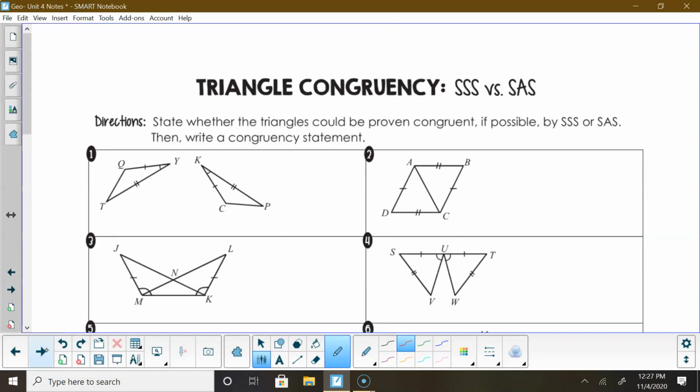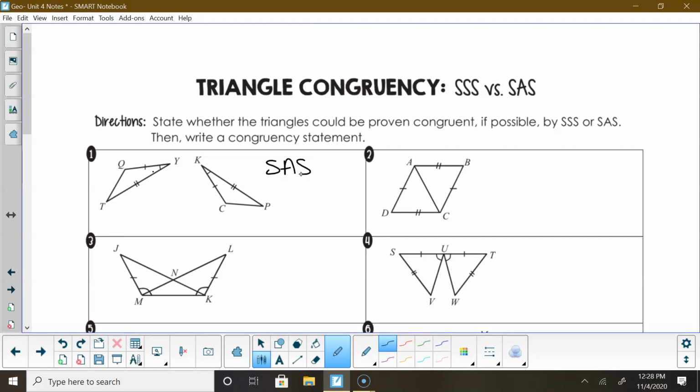Okay, so on this one, your goal at the top is to just go through and tell me, based off just the pictures and the markings that are there, do I have enough info to say that these triangles are the same? If I look at number 1, I've got a single dash, I've got the angle, and then I've got my second dash. Single side, angle, double dash. So this one's side angle side.